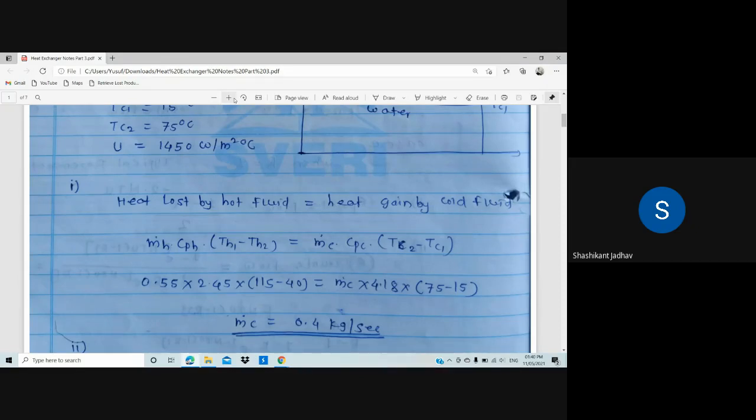Okay, so m dot h is given, Cph is given, TH1 is given, TH2 is given, m dot c is unknown to us. Then Cpc, म्हणजे specific heat of water, that value is a standard value, that is 4.18. TC2 is given, TC1 is given. So the only unknown quantity is m dot c. Okay, so all of you put the values into this equation and find out the value of the mass flow rate of the water.